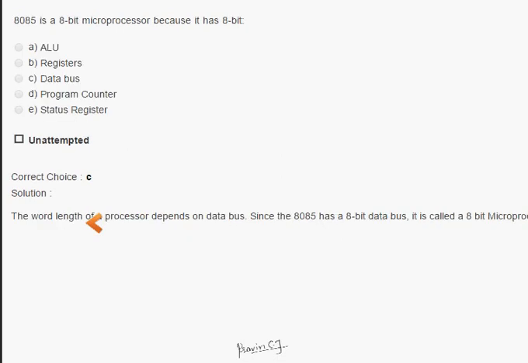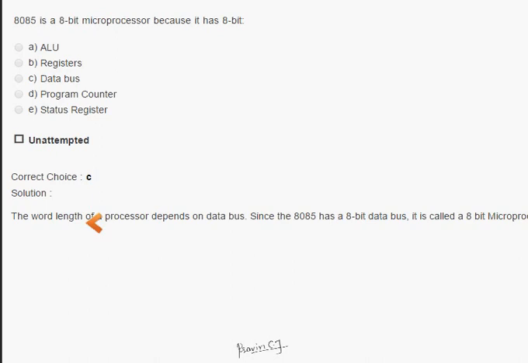We will move to the next question. 8085 is an 8-bit microprocessor because it has 8-bit. 8-bit of what? 8-bit of ALU, register, data bus, program counter, or status register. Remember, counter cannot be the answer. Okay, 8085 is an 8-bit microprocessor because of what?